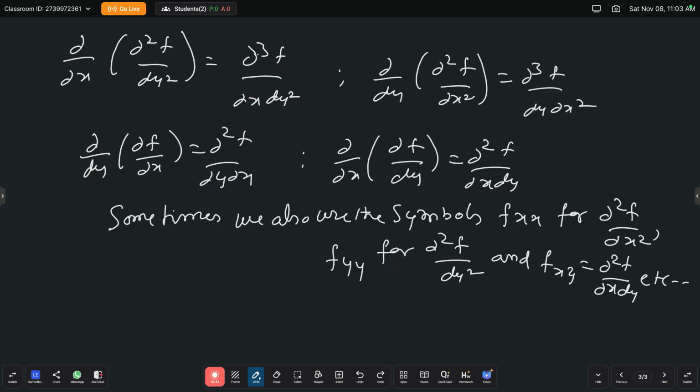And also sometimes we can use the symbols. Fxx is nothing but the second order partial derivative, dou square f by dou x square. And similarly, fxy is nothing but dou square f by dou x dou y. Okay. However, we note that fxy is equal to fyx.